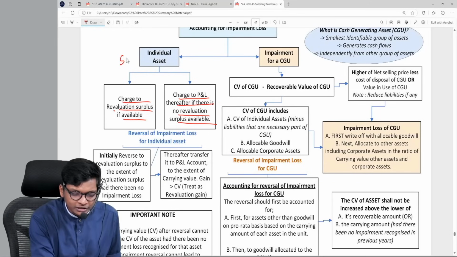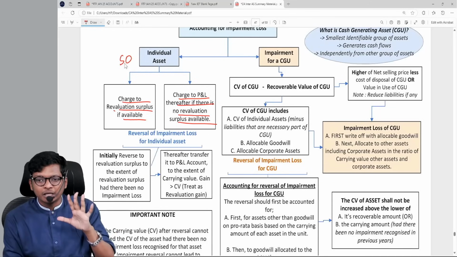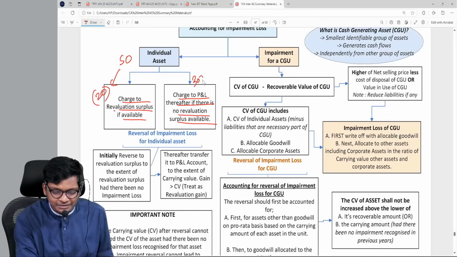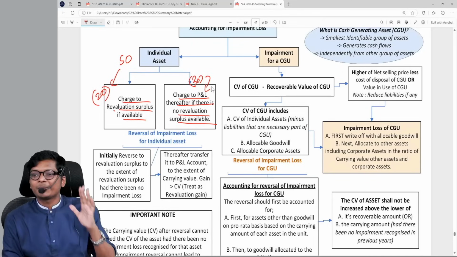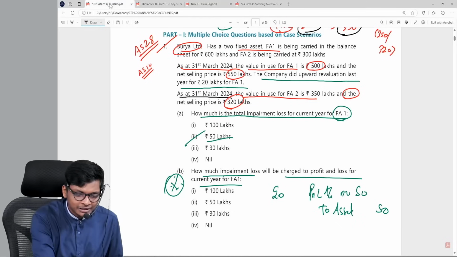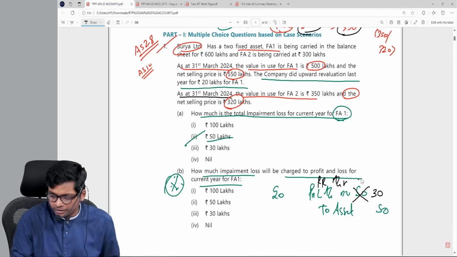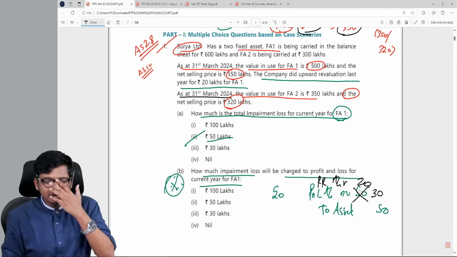In this question, what is my impairment loss? 50. Already revaluation done is how much? 20. To the extent of 20, I will take it to revaluation. Balance 30, I will debit what? P&L account. Are you guys following? That means, in this case, I will debit P&L only for 30 and I will debit revaluation reserve account for 20. What is the logic here, sir?